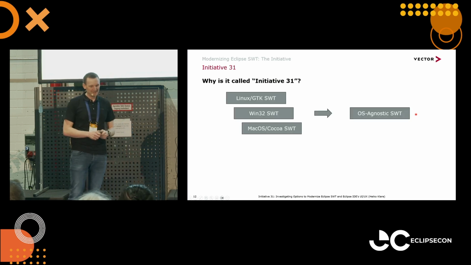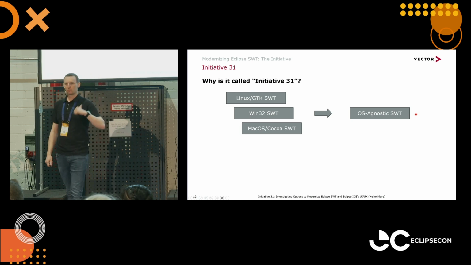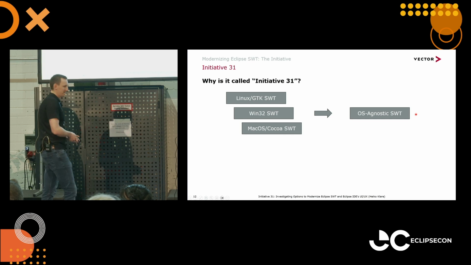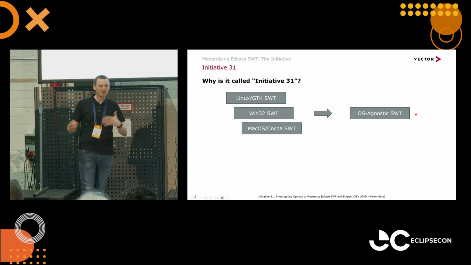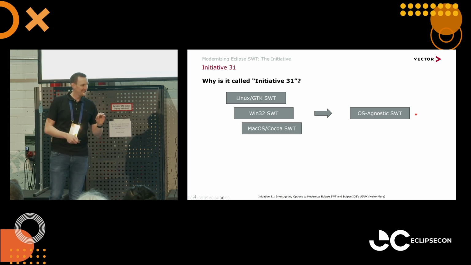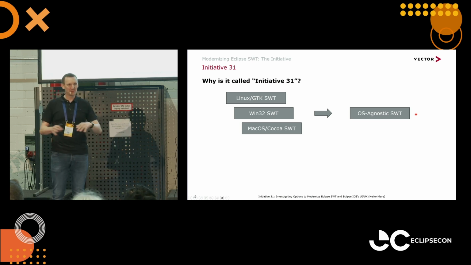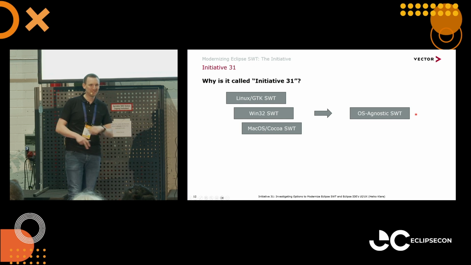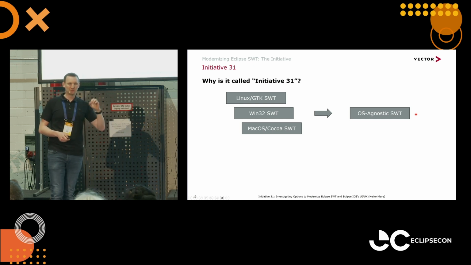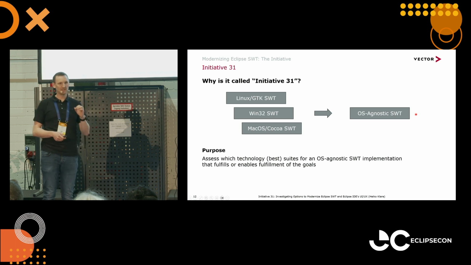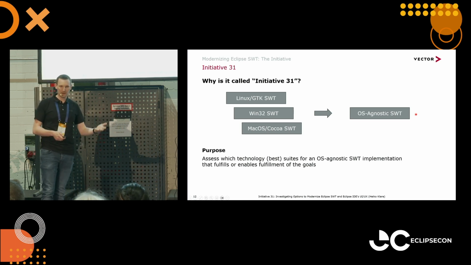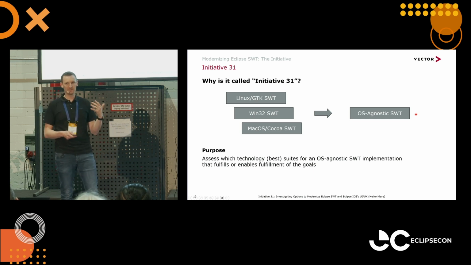That's great. So yeah, it's about now having 3 implementations of SWT, 3 native implementations, going to 1 OS agnostic one. So you could also say it's Initiative 3 to 1, or whatever longer term you want to use. But one important point is, for those of you who may be concerned that we come up with a new implementation next year and you have to adapt to that, the goal of this initiative currently is not to make this implementation. The purpose currently is to assess whether there are technologies that we can use to have such an OS agnostic implementation meeting these goals.